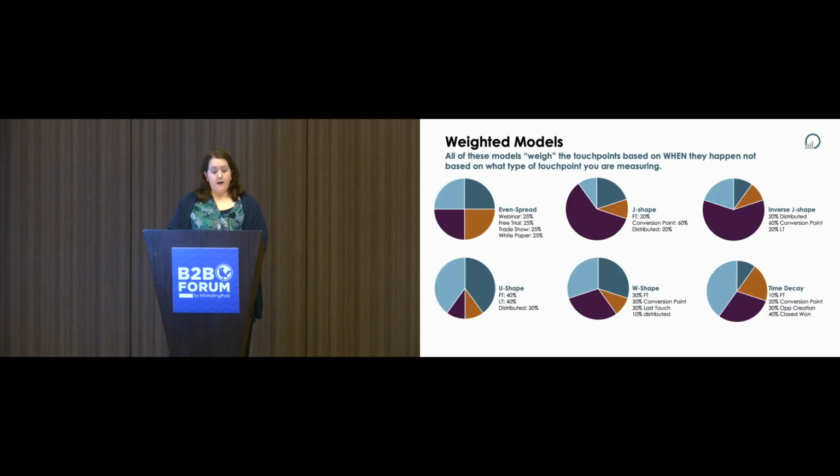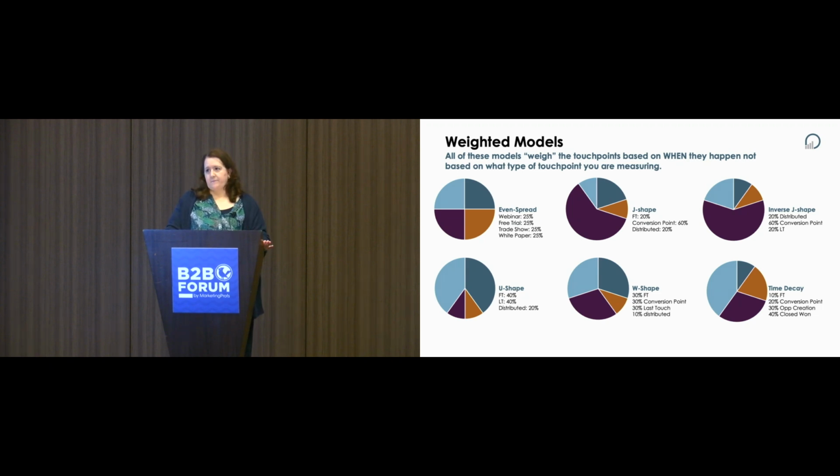All right, so here's a summary of all the different kinds of multi-touch models. There's the J shape, the inverse J shape, the U shape, the W shape, and the time decay model, in addition to the even spread model that I just described. These are the ones that I've heard about, so if there's anyone in the room who has used another kind of multi-touch model, I would really love to hear about it. But for each, I've provided a pie chart that kind of shows how it allocates the revenue based on the timing of how the touch points happen in our scenario.